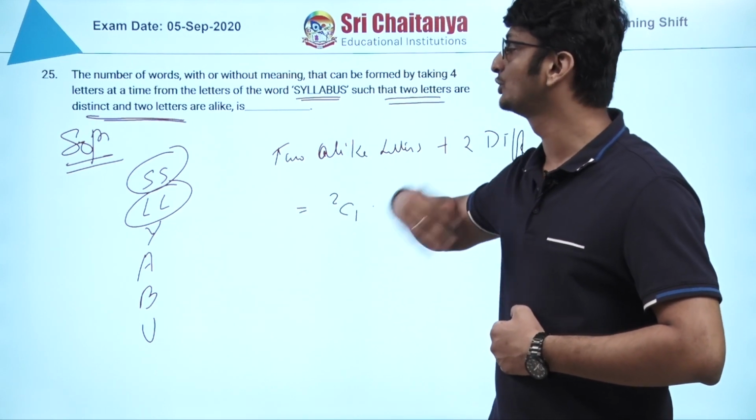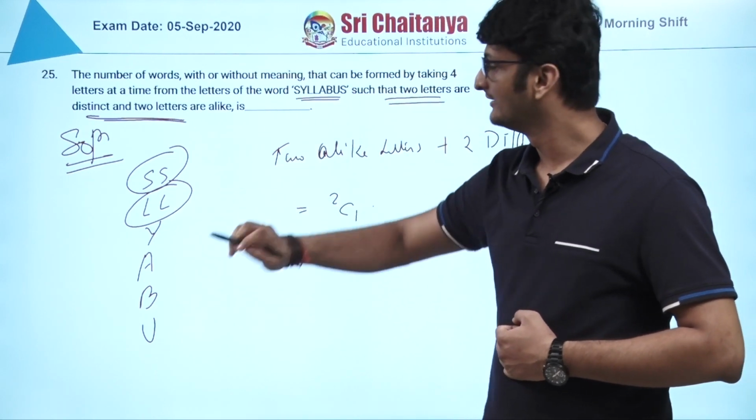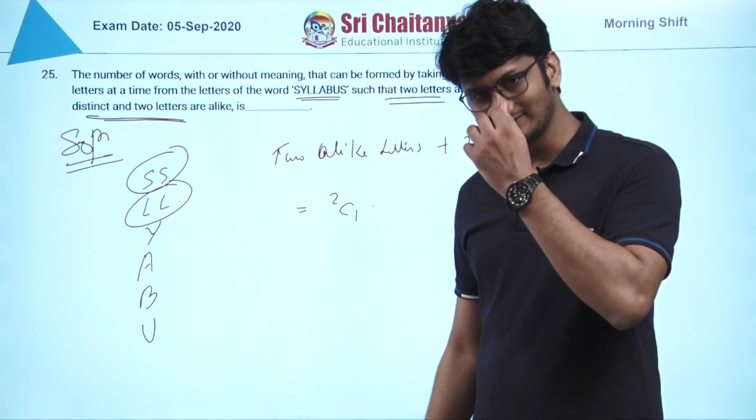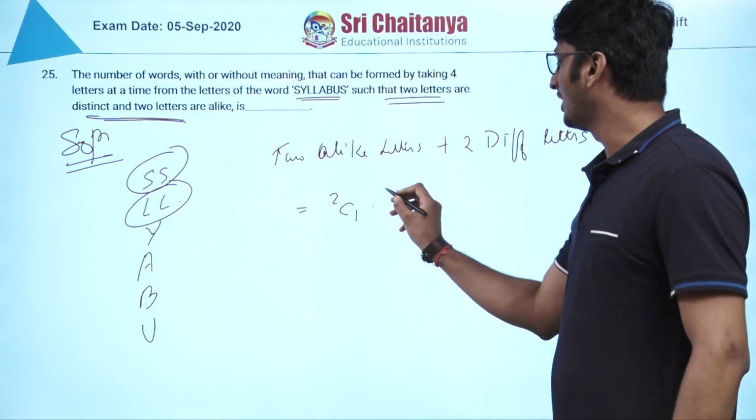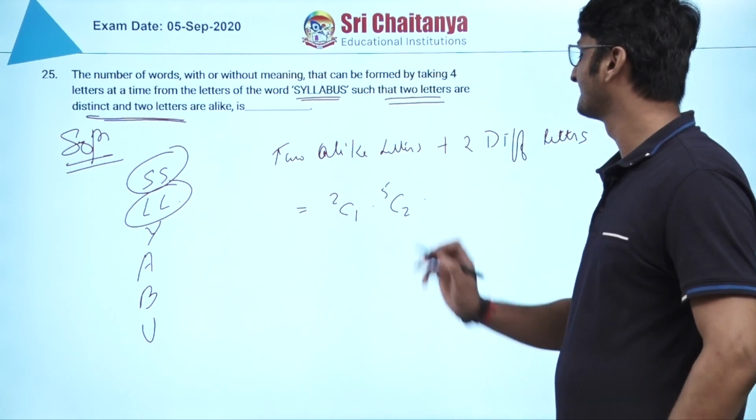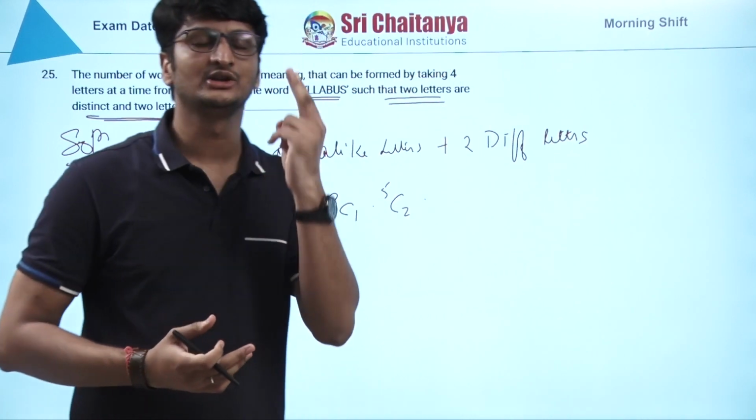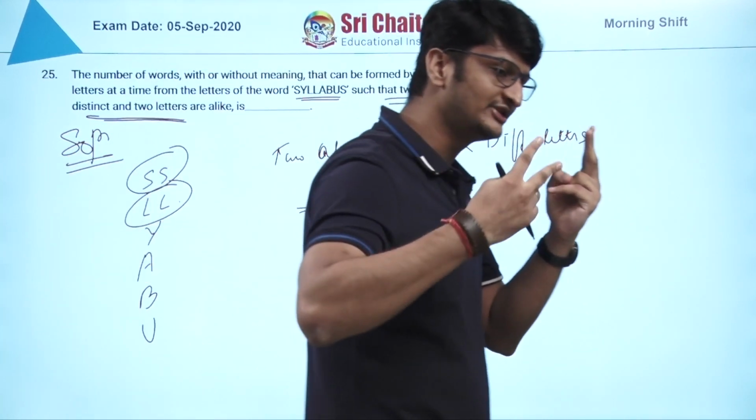Suppose 2 S has been selected, then how many possibilities are there? 1, 2, 3, 4, 5. 5 distinct letters are there. Out of 5 we have to select 2. Now, in our hand how many letters are there? 4 letters. 2 are distinct, 2 are alike.